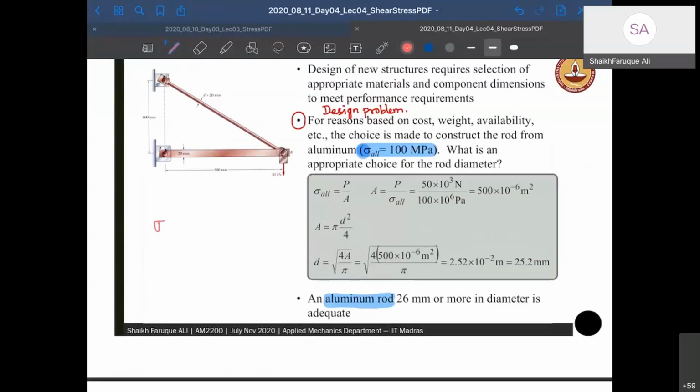Sigma. I was confused because it is compression. I was confused that we don't have to calculate. No. Even for compression, you have to calculate. They may fail in compression also. Okay. Area AB. Okay.